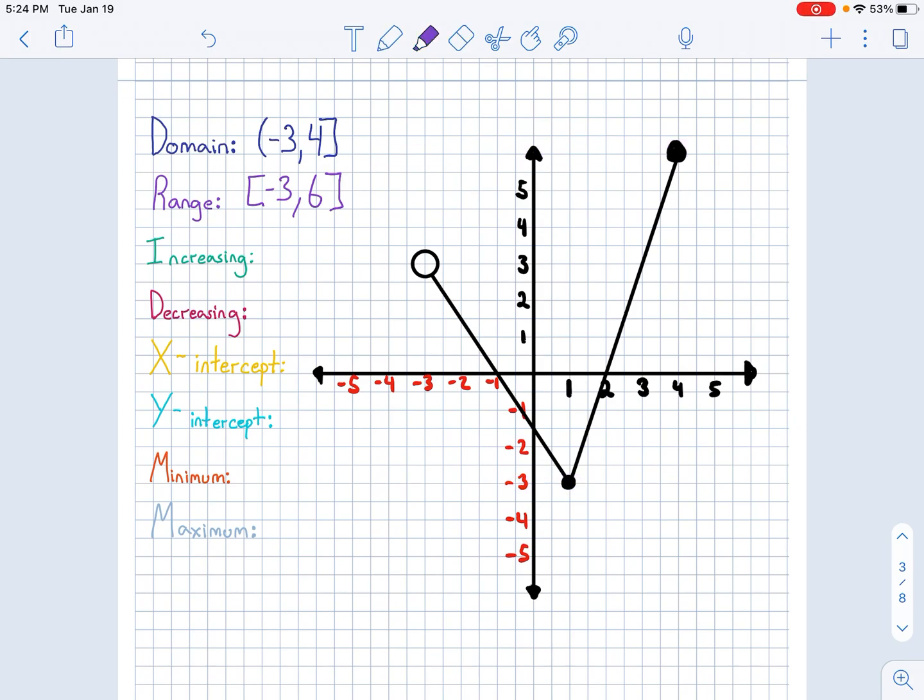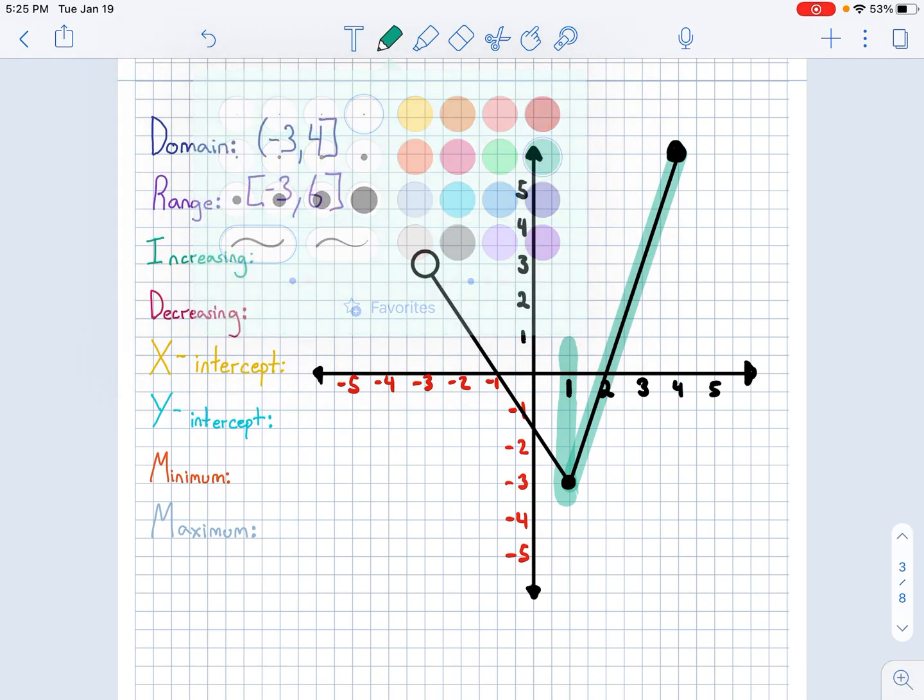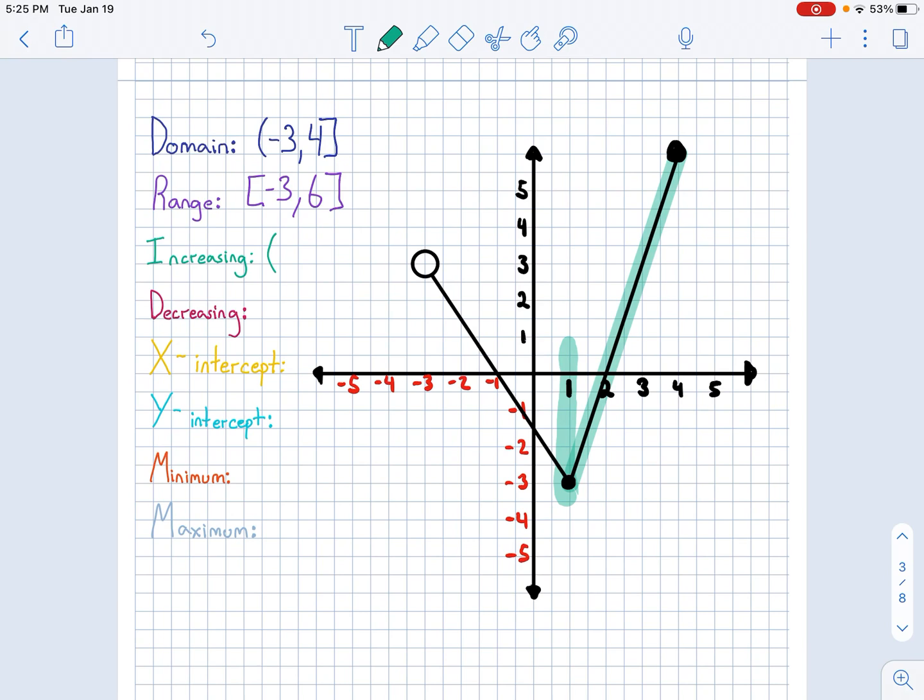Increasing, it is increasing from here to here. So we talk about it using our domain. So because it is changing directions here, that's going to make it a parenthesis. So from 1 until 4. Because at 4, it is a solid point and not changing direction, that's going to make it a bracket. So this is where it is increasing from.